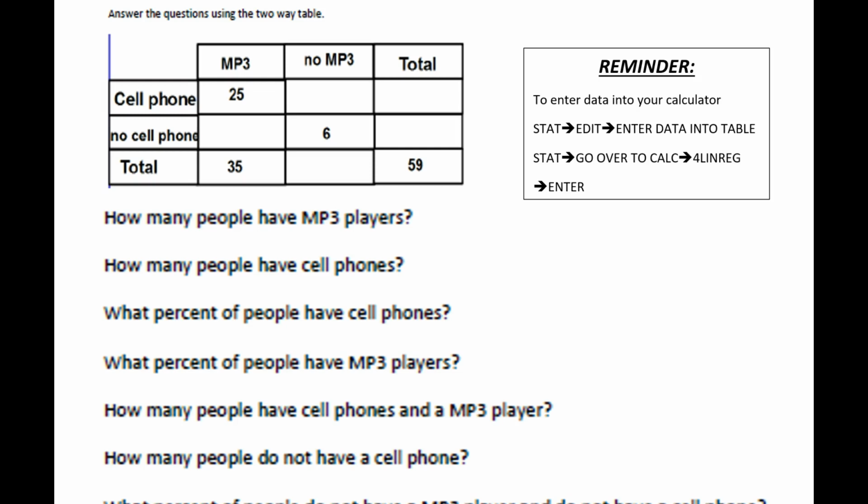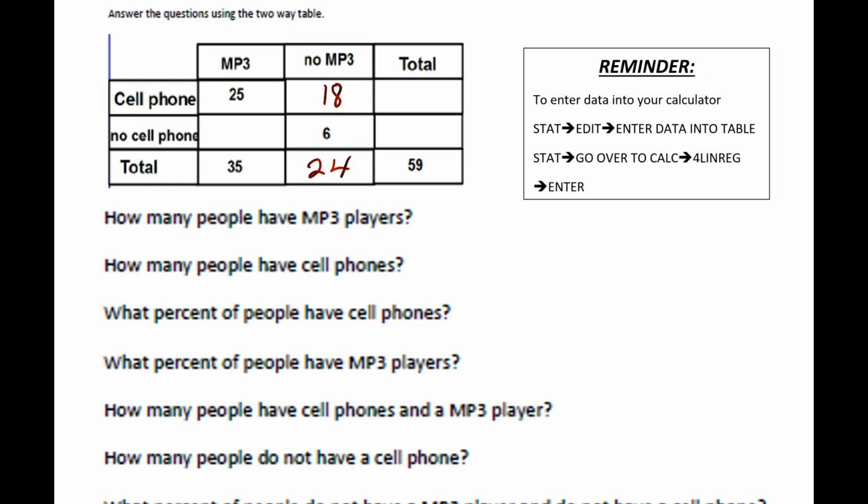All right, it says answer the questions using the two-way table. In order for us to use the two-way table, we have to fill in the missing pieces. Going across right here from 35 to 59, there's a total of 59 people. So I'll do 59 minus 35, and that will give me 24. I know 24 goes here. If I go down vertically, I know there's a total of 24. So I do 24 minus 6, and that gives me 18. So I know there's 18 people there.